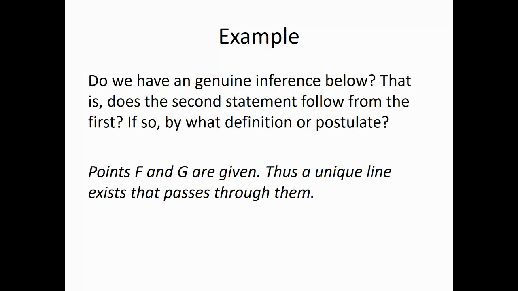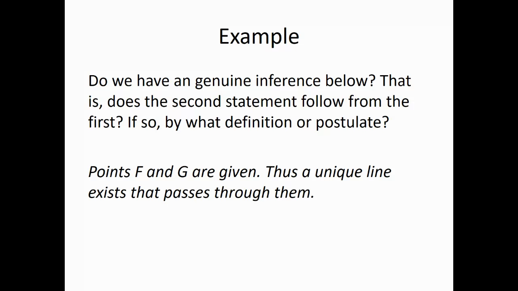So my question is this: do we have a genuine inference? That is, does the second statement follow from the first? And if so, by what definition or postulate? Okay, so notice the structure of what I've given to you. I've given you two statements. Points F and G are given. Second statement, a unique line exists that passes through them. And I have linked these two statements by the word thus. Thus, I have asserted that we have a genuine inference from the first to the second. That is, the second follows from the first. So what I wish to know is whether that's correct, whether the second does really follow from the first, and if it does, by application of which definition or postulate does it follow?